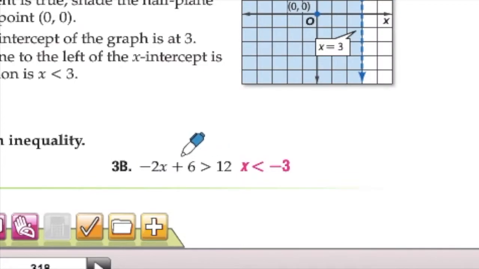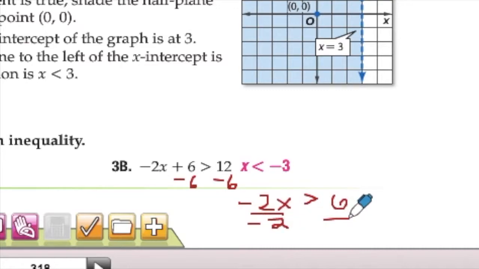For 3b, I know the answer is shown there, but if we subtract 6, we get negative 2x is greater than 6. And when we divide by a negative, we're going to flip that inequality sign and get x is less than -3.